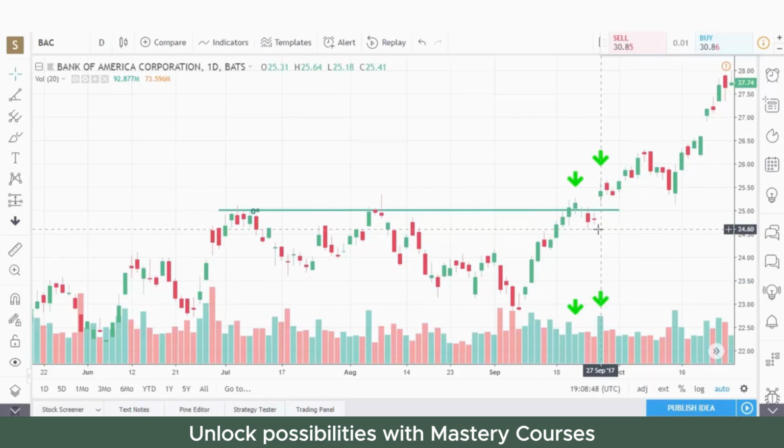Let's talk for a second about when you want to enter a trade when a stock is breaking resistance. Generally, you'll look for the stock to trade at least a couple of percentage points through the resistance or support level in order to take on a new position.